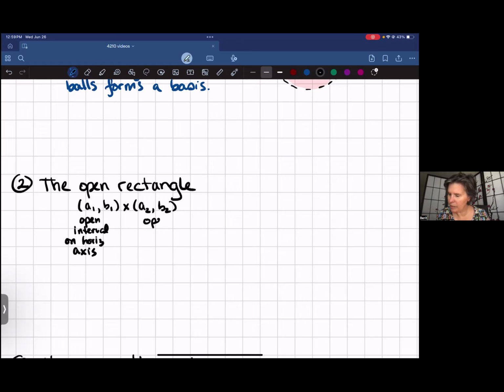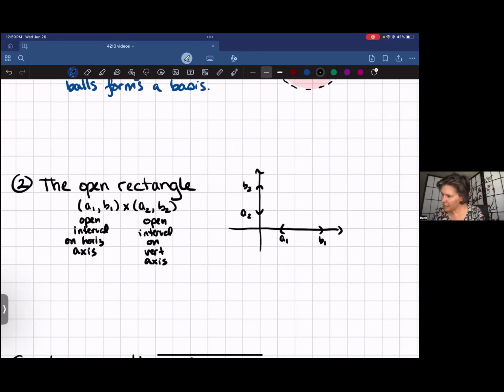And this is an open interval on the vertical axis. So what do I mean by that Cartesian product? Well, if I take my R2, it looks sort of like this. I'm going to look at an A1, B1, an open interval on that axis, and then an A2, B2, an open interval on that axis. And then I'll take the cross product of both of those.